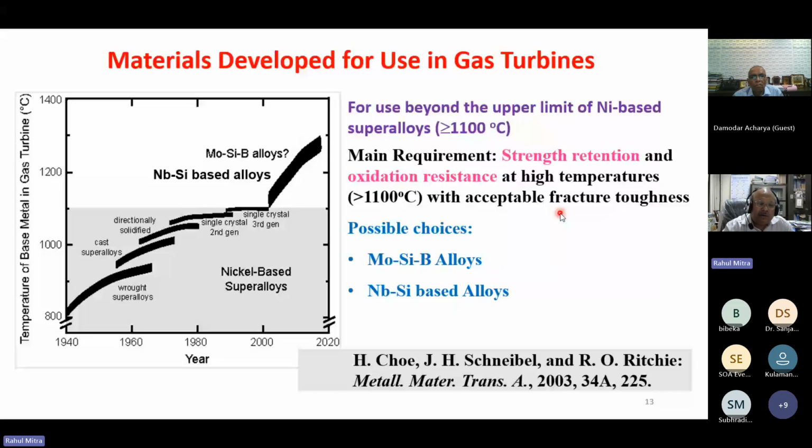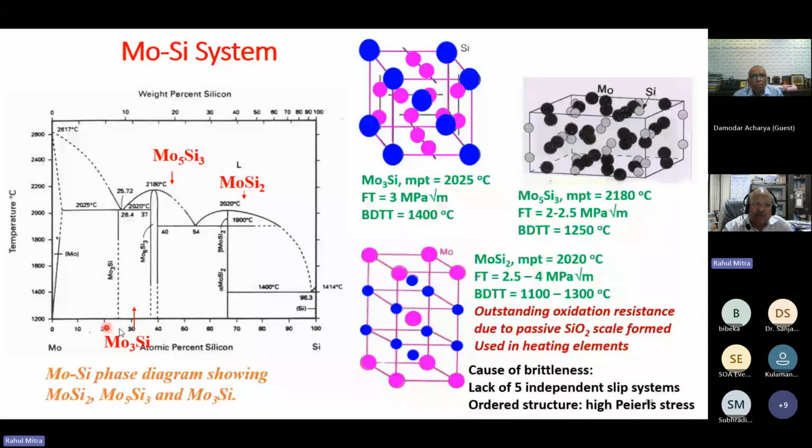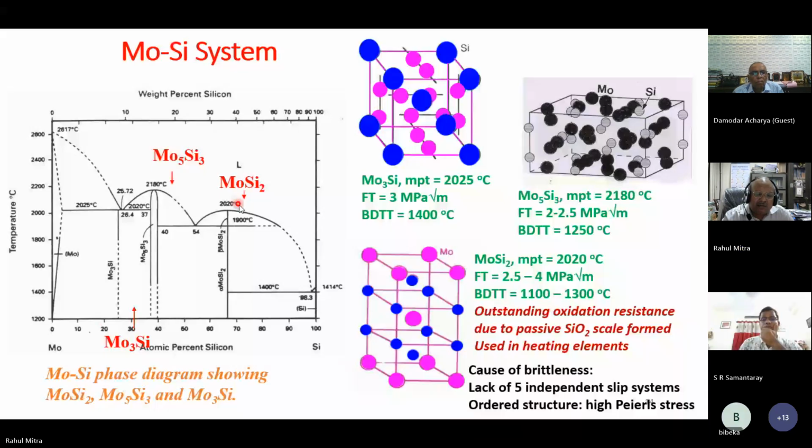So this is the molybdenum silicon phase diagram. You see there are three intermetallics in this system: Mo3Si, Mo5Si3, and MoSi2. Actually, these arrows have slightly moved. So Mo3Si is here, Mo5Si3 is here, MoSi2 is here. And these are the crystal structures.